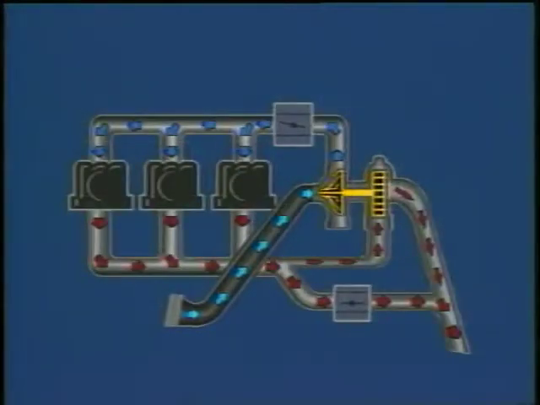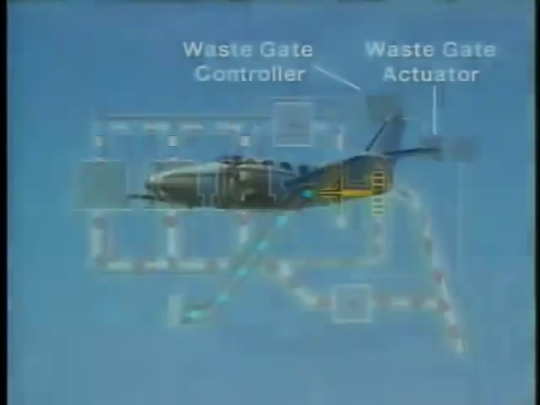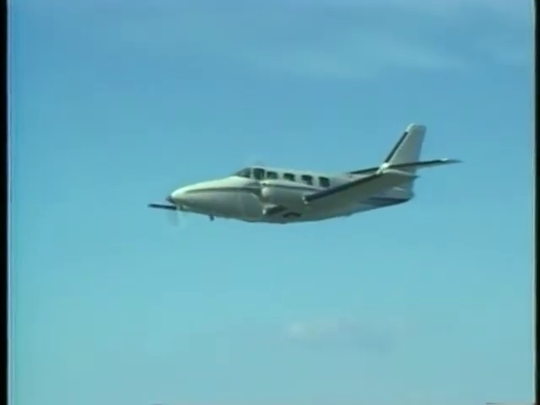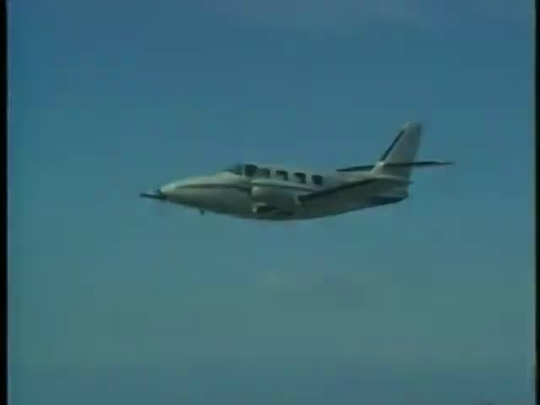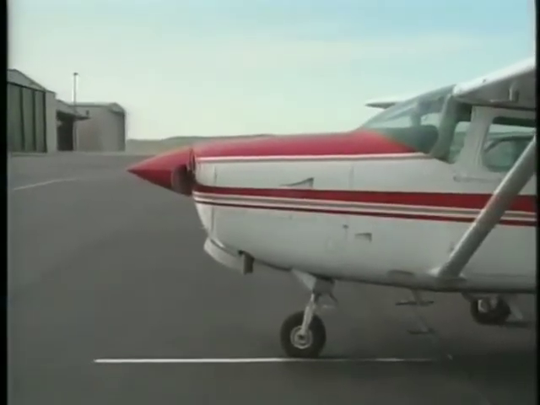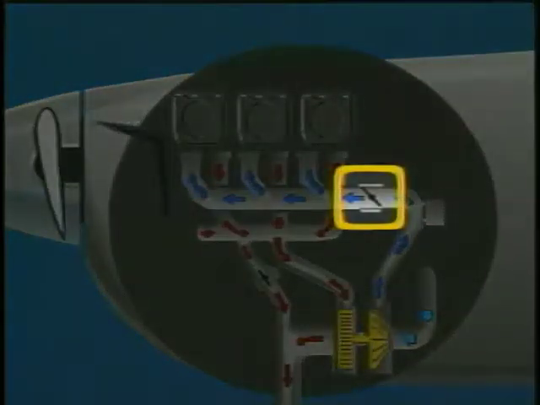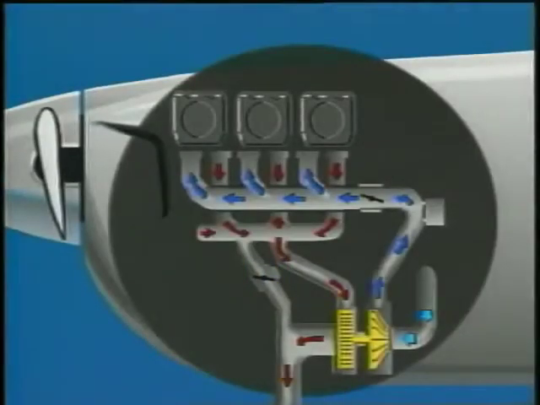In some turbocharged engines, the wastegate is controlled by a pressure-sensing controller mechanism and a wastegate actuator. Once the manifold pressure is set on this type of system, the wastegate position adjusts automatically to maintain the desired power output. On less complex systems, the position of the wastegate is regulated by throttle movement. When the throttle is moved forward, the wastegate moves to the closed position.